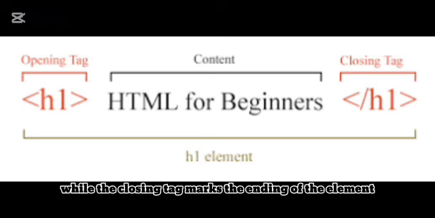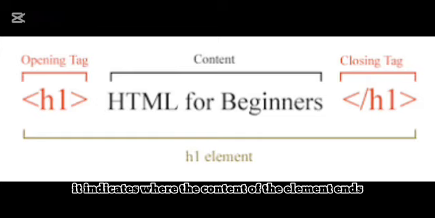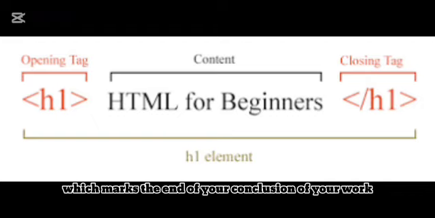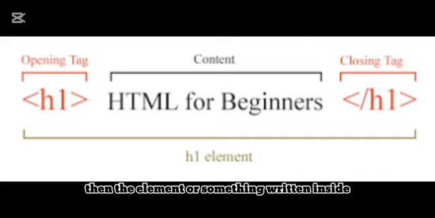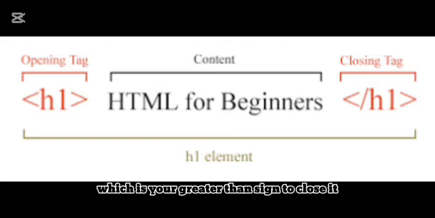While the closing tag marks the ending of the element, it indicates where the content of the element ends. Now, how do you identify the closing tag? It also has a left angle bracket, but this time around it has a forward slash, which marks the end or conclusion of your work, then the element written inside, and a right angle bracket, which is your greater than sign to close it. So that is the closing and the opening tags.